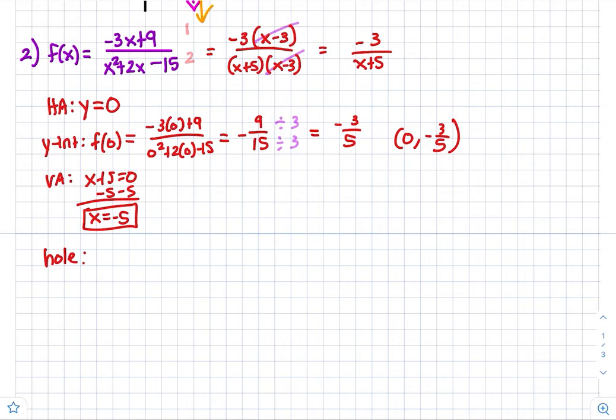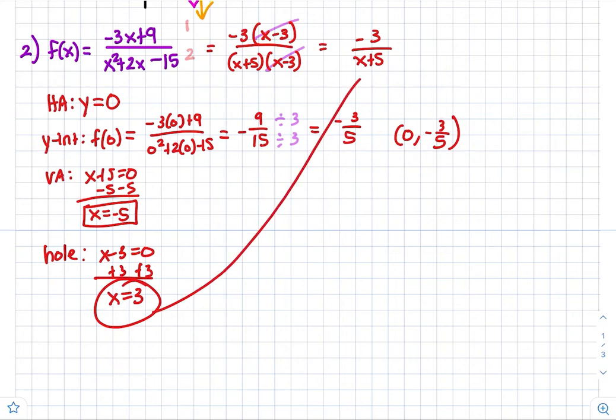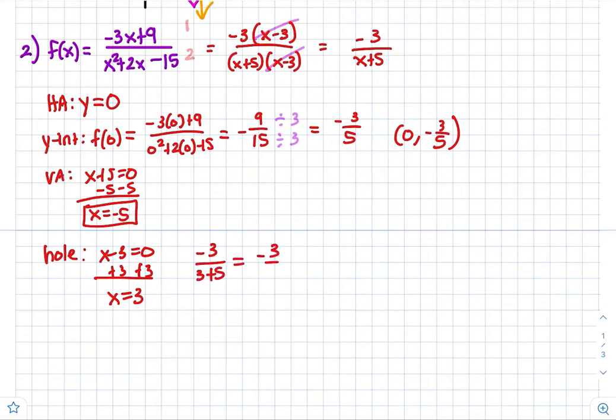Now our hole. So our hole is what we canceled, set equal to 0. What we canceled out was x minus 3. Set that equal to 0. Add 3 to both sides. x is equal to 3. Now to find the y-coordinate of the hole, plug our x value into our equation after cancellation. So we have -3 over 3 plus 5, which is -3 over 8. So our hole is 3, -3/8.